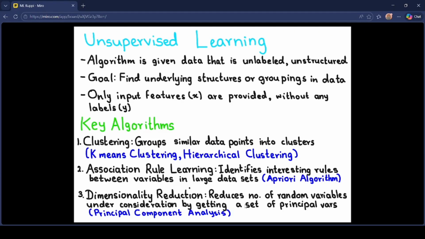Clustering is grouping similar data points into clusters. So techniques like k-means clustering or hierarchical clustering are used here. And then we have association rule learning. So this identifies interesting rules between variables in that data set. So the data sets have specific rules in them. When it comes to variables, there are rules and constraints. So these are considered in association rule learning.